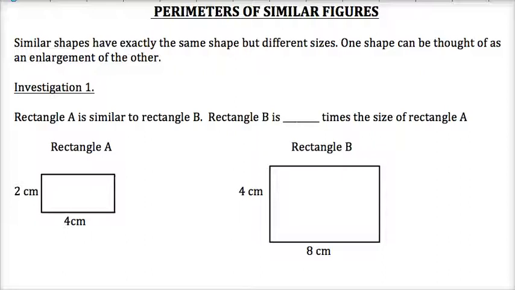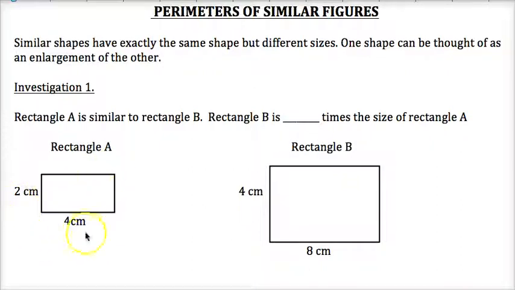We're looking at perimeters of similar figures. We know that similar shapes have exactly the same shape but different sizes. When we look at two similar figures, one shape can be thought of as an enlargement of the other. Now, these are both rectangles, but girls, all rectangles are not similar. The sides need to be in proportion.